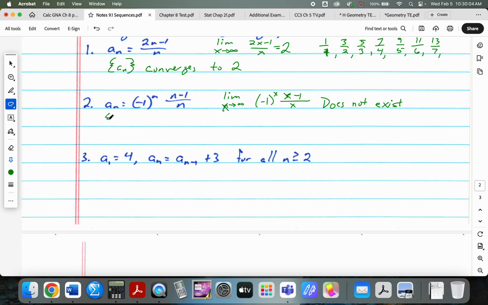Therefore, the sequence a sub n is said to diverge, because it doesn't settle down to a particular value. To converge, it has to settle down to be getting really close to a particular value.